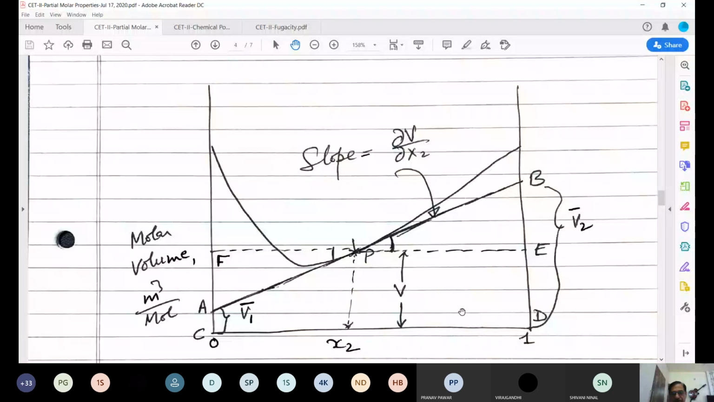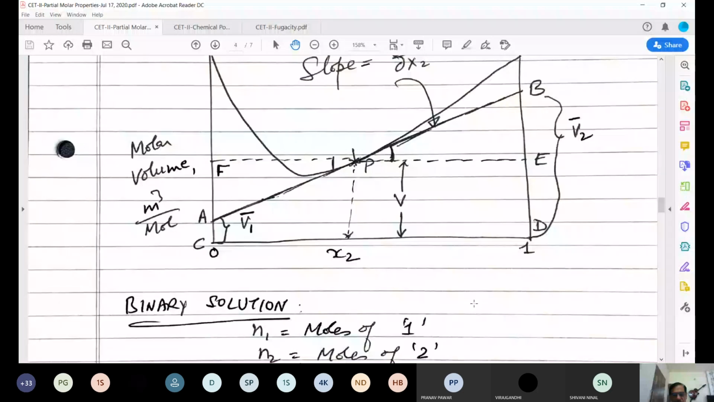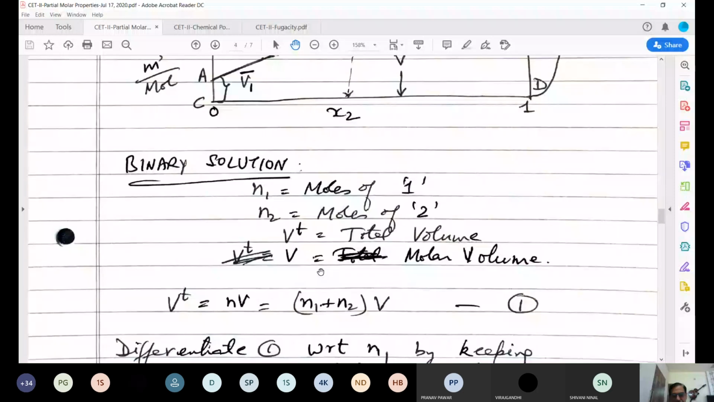Okay, so let's see the derivation. If we take a binary solution, we have n1 moles of component 1 and n2 moles of component 2. Vt is total volume, and capital V is molar volume of the solution. So Vt is nothing but n, total number of moles, into molar volume. And total number of moles is n1 plus n2, component 1 moles plus component 2 moles, into molar volume. So that will give us total volume of the solution.